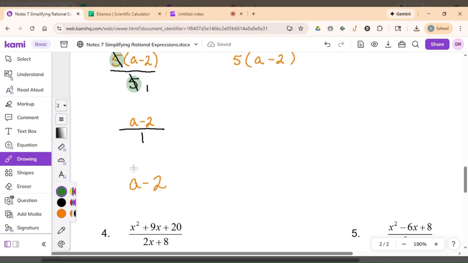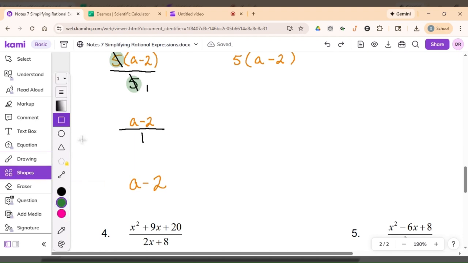Okay, so that is the overall goal, and not all problems look just like this one. This one's more basic than some of the ones that we might see. So for this one, we end up with just a simple expression of a minus 2 rather than everything we had in the fraction before.